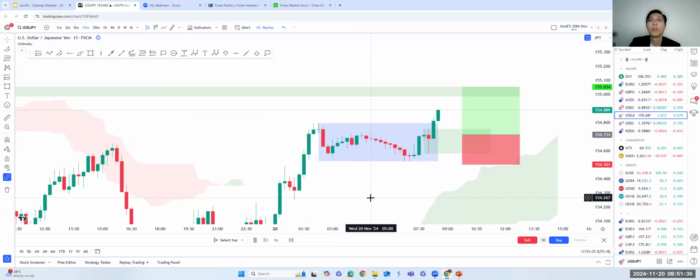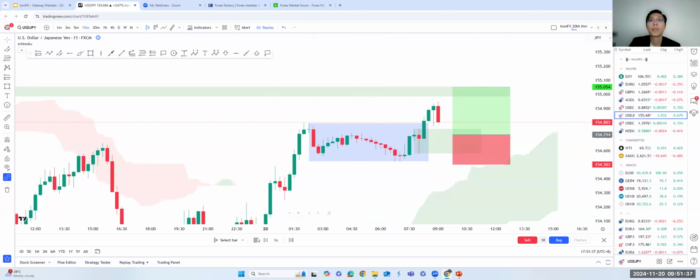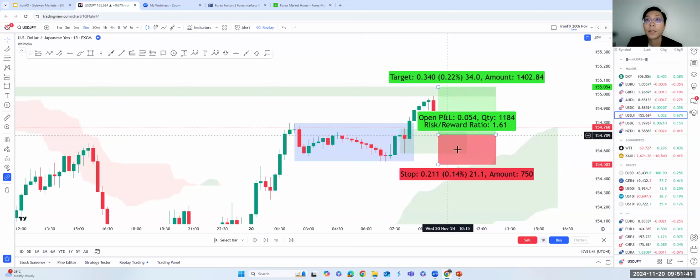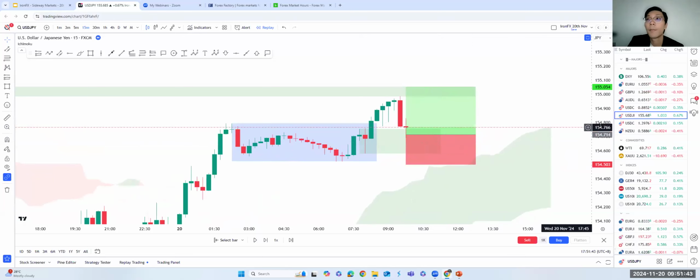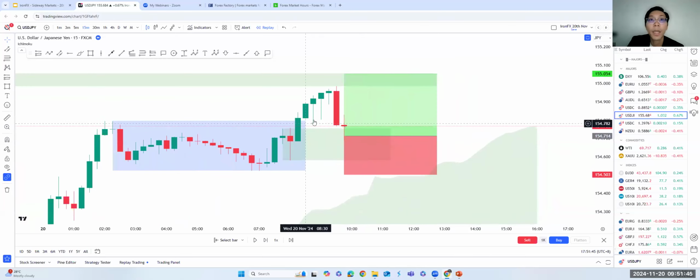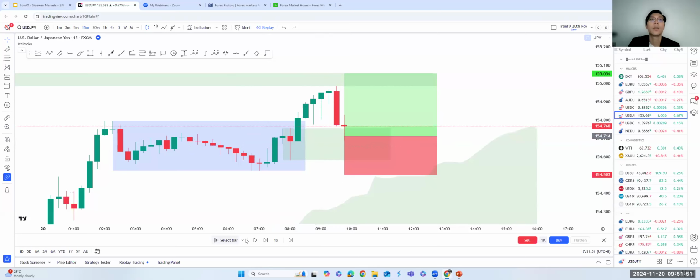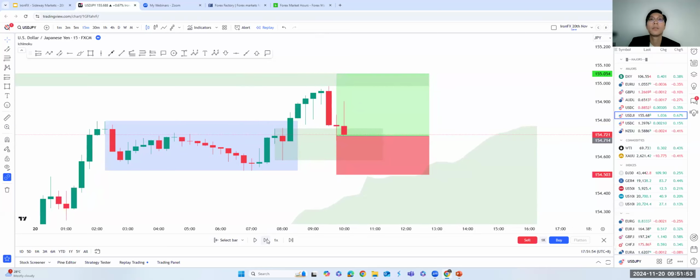Let's see when price taps back in. Haven't tapped. Okay, right here is where it tapped. Haven't tapped all the way. You see here? Haven't tapped, haven't tapped. Here is where it tapped into this green zone. Okay, then we see how it goes.